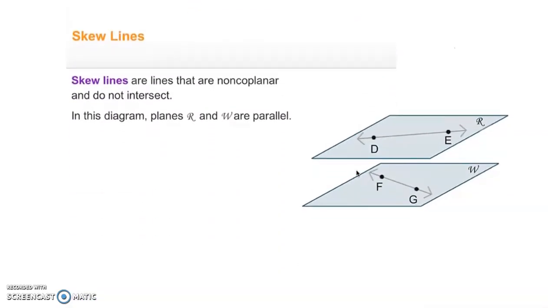Skew lines, this is another definition you need to know. Skew lines are non-coplanar and they do not intersect. So if you look at these two planes right here, R is a plane and W is a plane. It's like you have two sheets of paper, one above the other. And if you have two lines in those planes and they're going in different directions, they're never going to intersect because they're only going in this two-dimensional plane. So those are called skew lines. Where R and W are parallel planes, then DE and FG are called skew lines. So that is when we're looking at non-coplanar lines that do not intersect.